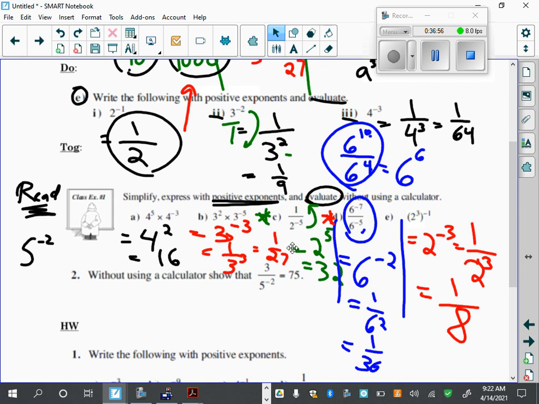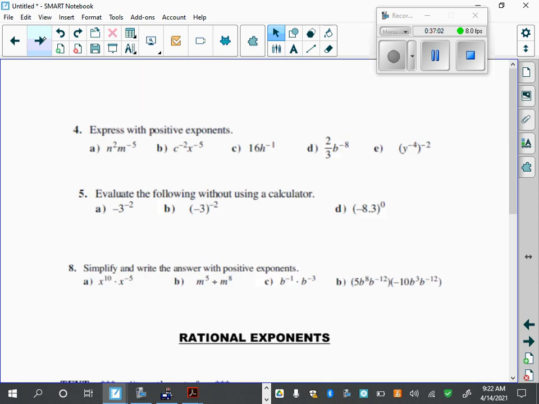It's up to number 8, until it says rational exponents. So this is the end of your homework right here. Go ahead, and some of these questions are pretty quick. Math karate: zero exponent equals 1. I'm pointing at negative 8.3 to the 0th.